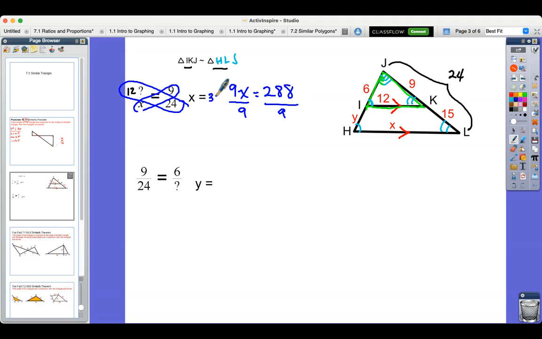X is 32. So that means the value of this right here is 32. Now, we're going to solve for y right here. Now, here is a big one. This is a big one because you will run into the same problem, and we have a hard time doing this. We're still using the 9 and 24.